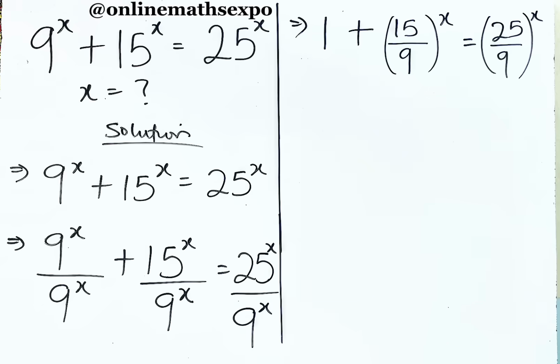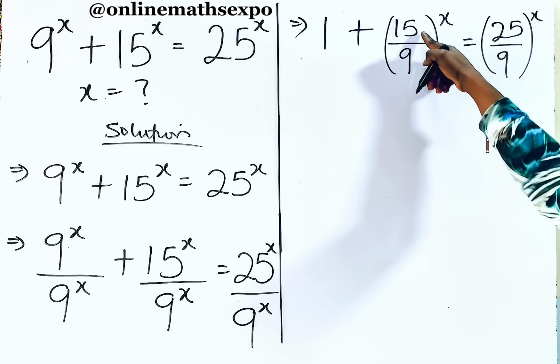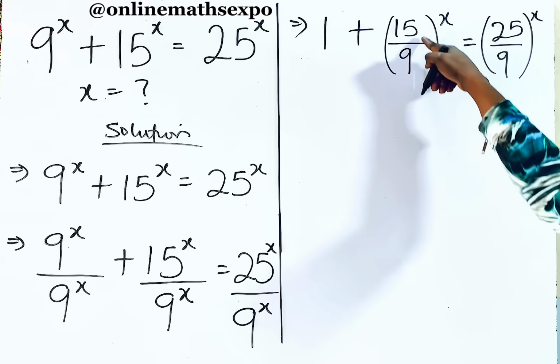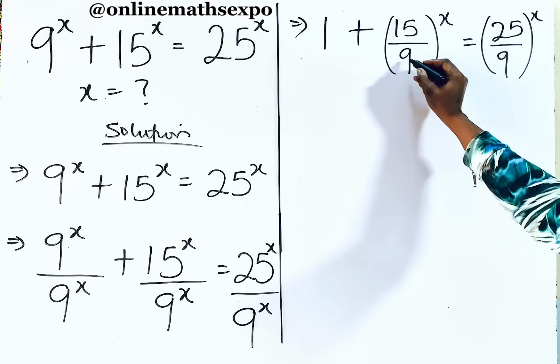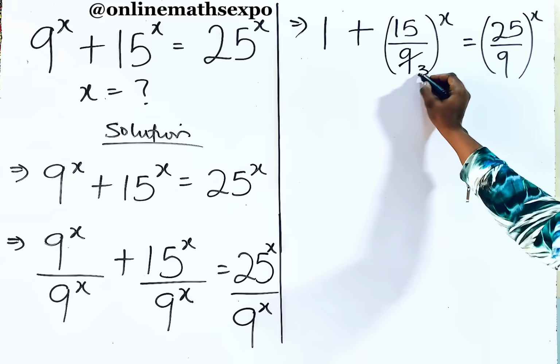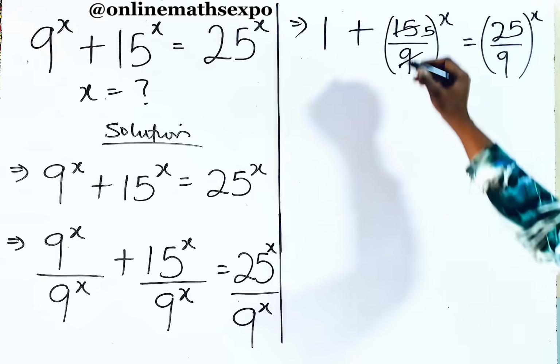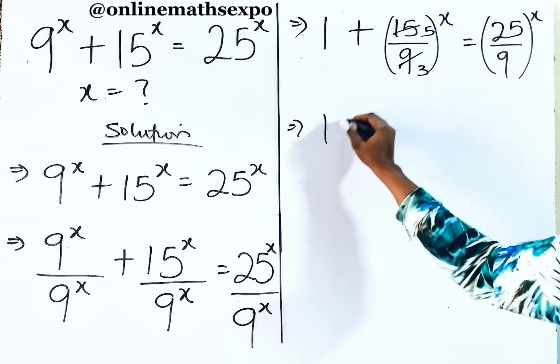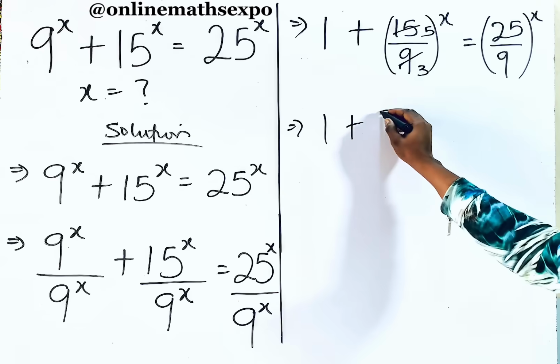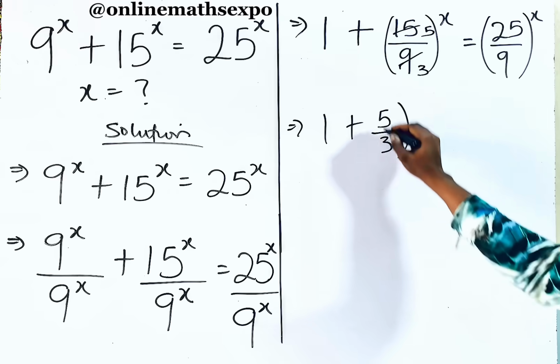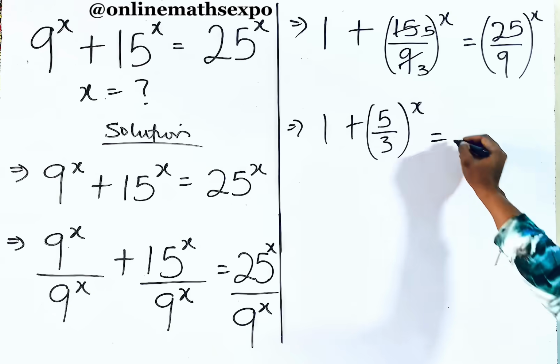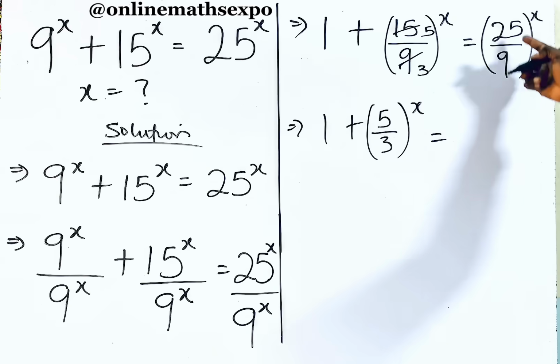We keep simplifying. We also observe that there is a common number that can divide these two. So we can divide it. 3 will divide here, 3 here will give us 5. So we're going to have 1 plus, for this we are having 5 on 3 raised to the power of x is equal to, now can we divide this?